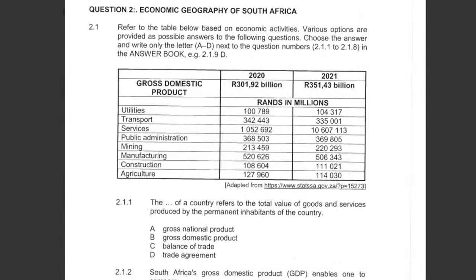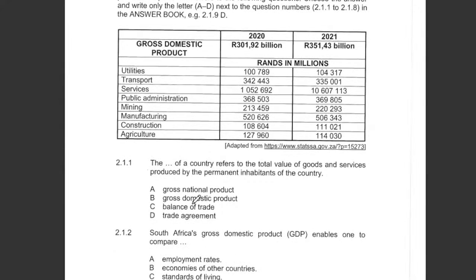to the next question. We refer to this diagram here, to this table here. We have utilities, rands in millions. Here is the gross domestic product for 2020. Here is the gross domestic product for 2021. You can see that there is a slight improvement there. Utilities, this was in 2020. So this column here is for 2020. This column here is for 2021. Okay. So you need to analyze them and get to see some of the possible questions.